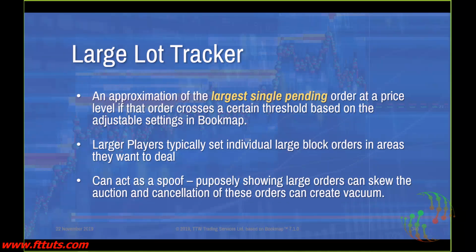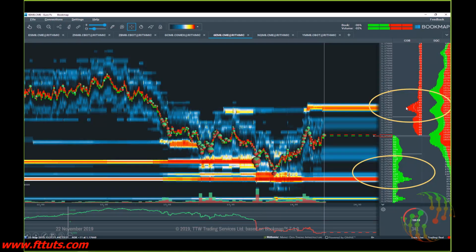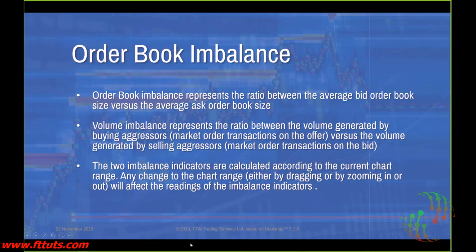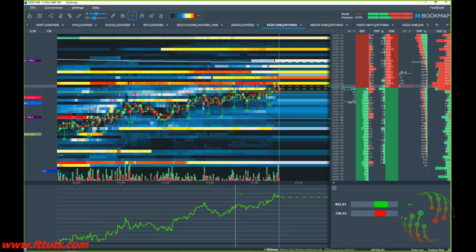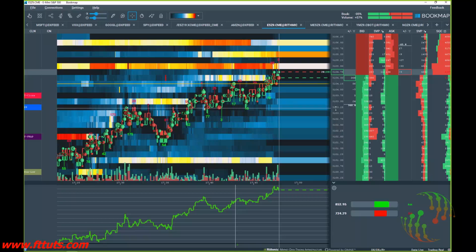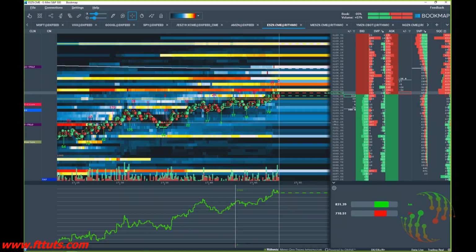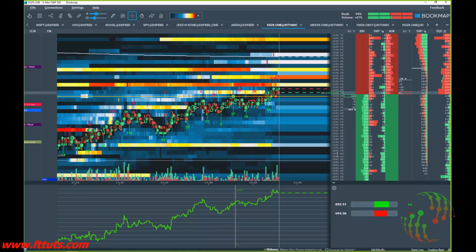Larger players typically set individual large block orders in areas where they want to deal. It can act as a spoof, purposely showing large orders can skew the auction, and cancellation of these orders can create a vacuum. So you see, large lot trackers are indicated by these small vertical lines. Let me see whether we have some here. Yes, here, below that one.